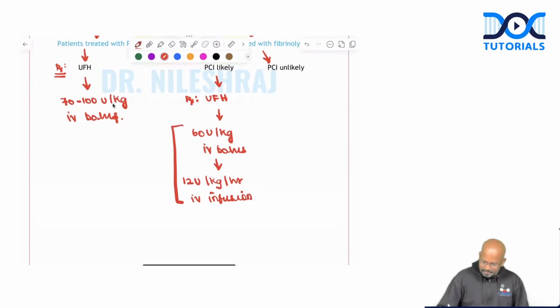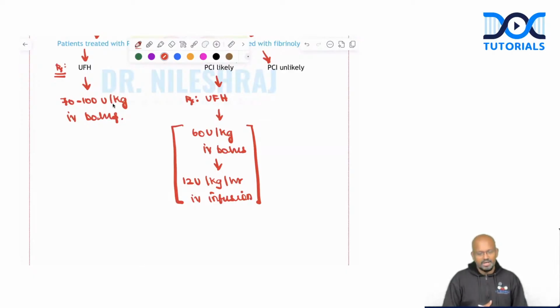This dose is very much important, guys. We have seen questions asked about what's the dose of UFH which we give for myocardial infarction. Usually that's 60 units per kilogram administered as IV bolus, followed by 12 units per kilogram per hour infusion. It has to be continued for the patient.